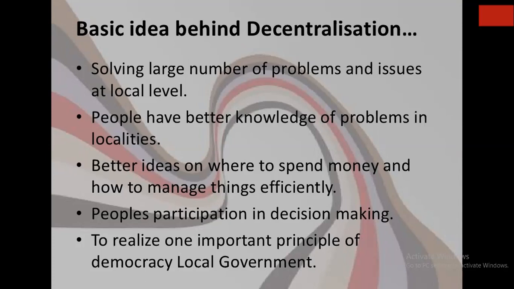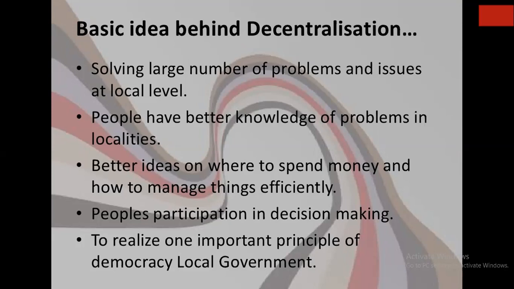What they do is take into consideration all the services of roads, traffic, planning, housing, community development, environment, fire services, or maintaining the register of electors. All these things will be done by that particular local government. People also have better knowledge of problems in localities, because if they are living there, they will know the problems faced by the people. So local authorities will know it more.